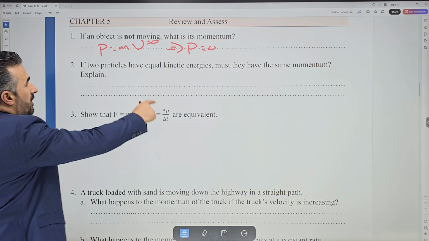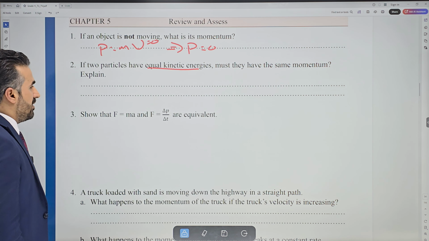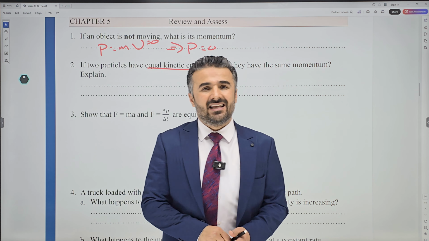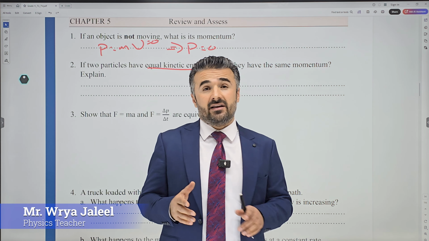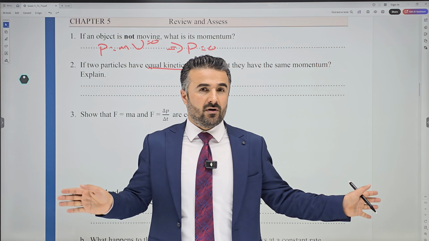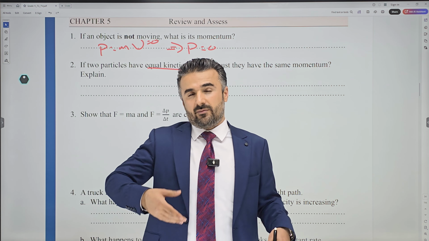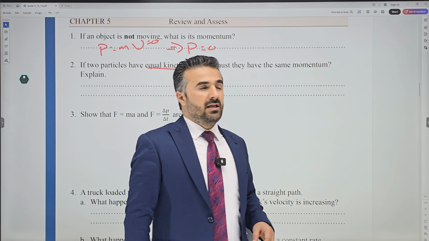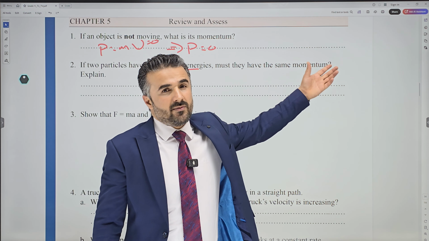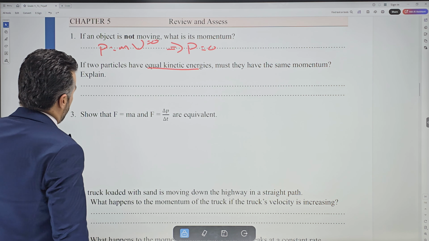If two particles have equal kinetic energies, must they have the same momentum? Explain the answer. If they have the same kinetic energy, can we say they have the same momentum? No. Kinetic energy is a scalar, not a vector. One of them could be moving to the right, one to the left. For kinetic energy, the negativity or positivity of velocity doesn't matter because you square it, you get the same thing. The answer is no, because they could be moving in opposite directions with the same speed.